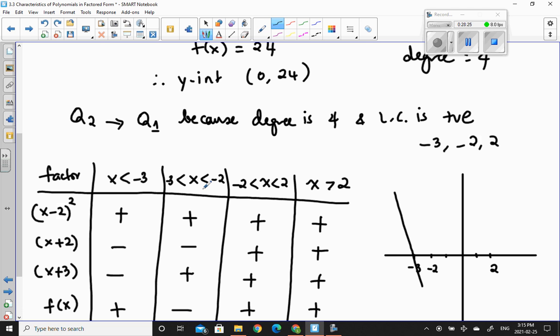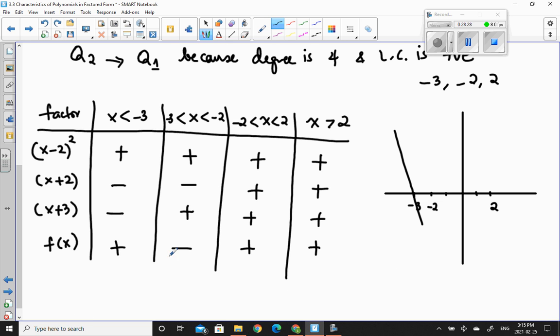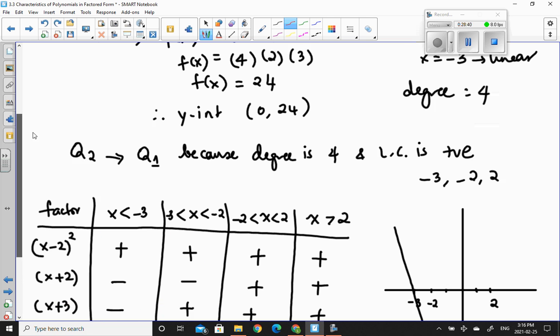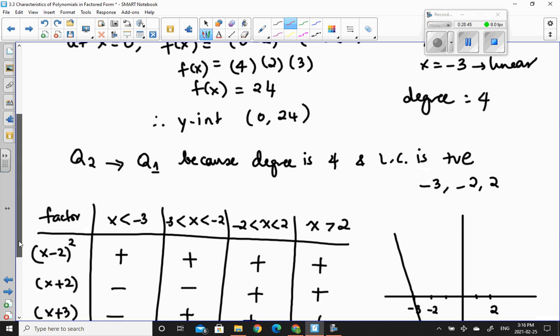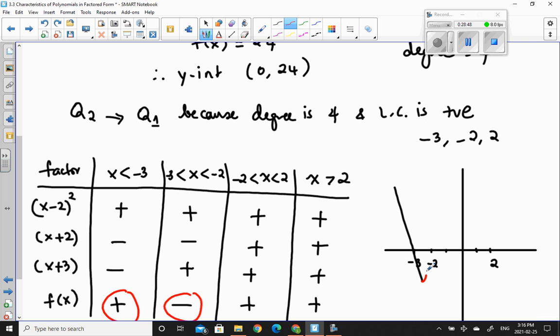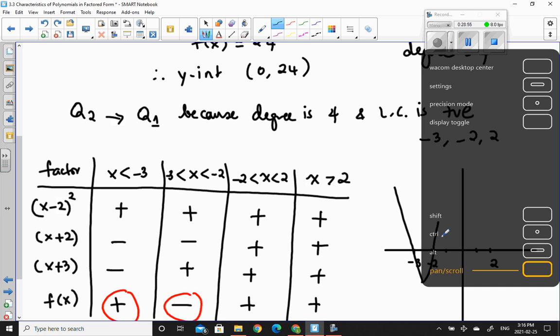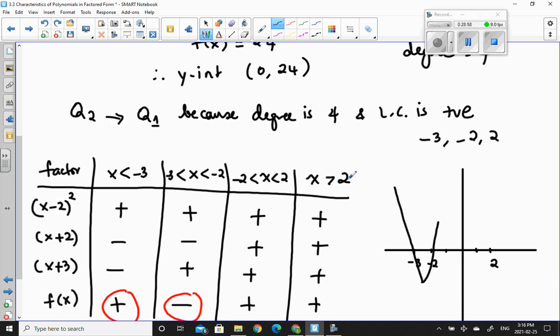Then between -3 and -2, the function is negative, right? So I'm just going to highlight here. This was positive, that's why it's positive. And between -3 and -2, the function is negative. So all values of this graph will be negative. And what happens at -2? What is the behavior? It's linear, so it has to cross it. Okay, so over here, at some point, let's use the same coloring, it's going to cross and be linear at -2. Then it's going to go up to its y-intercept. Let's say this is our 24.